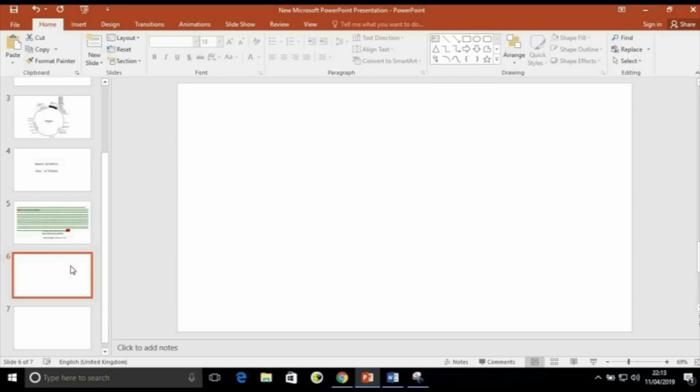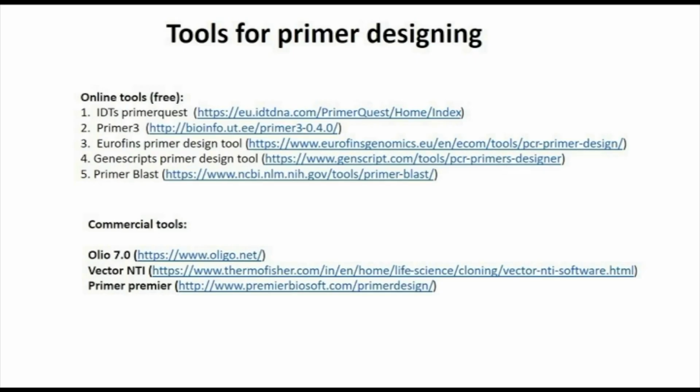We have done all these processes for designing forward and reverse primers, but instead of doing it manually, we can do it online. We just have to submit the sequence and it will return the forward and reverse primers. These are some of the tools available online for free, but there are commercial tools also available like Algo 7 and Vector NTI Primer Firmware. If you are interested in these softwares, you can go through these sites and submit your sequence, and you will get your primers.